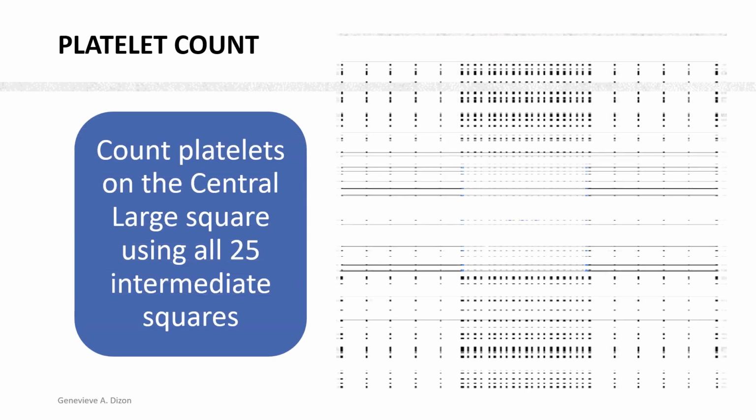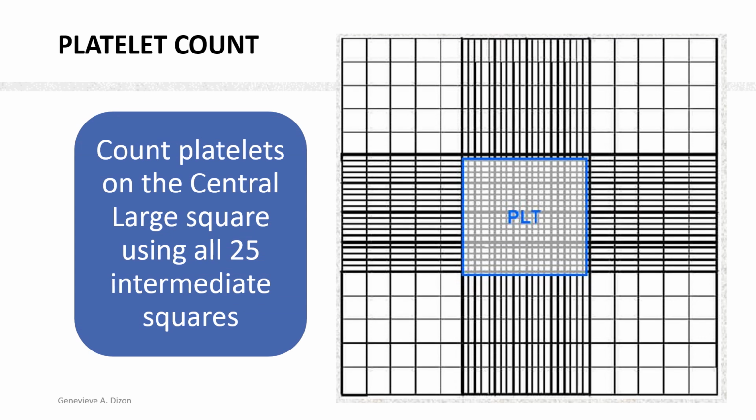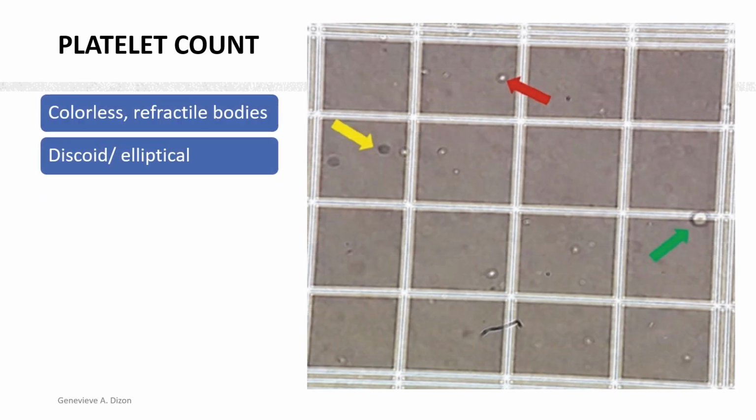For platelet count, the central large square is used. All platelets seen inside the central large square or in all 25 intermediate squares should be counted. The same rule applies of counting all cells touching the top and the left lines. In wet preparations like the hemocytometer, platelets are colorless, moderately refractile bodies that are discoid or elliptical in shape.